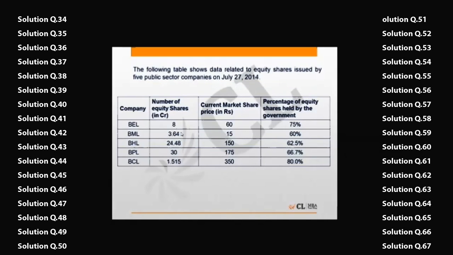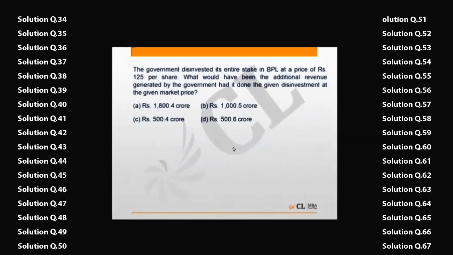In this question, the government owns 66.7% of 30 crore shares, and the current market price is 175. So the holding of the government is approximately equal to 2/3 of 30 crores, and had the government sold it at 175 instead of the 125, it got 50 rupees more for each share, and this approximately is equal to 1000 crores more. Hence the appropriate answer is B.